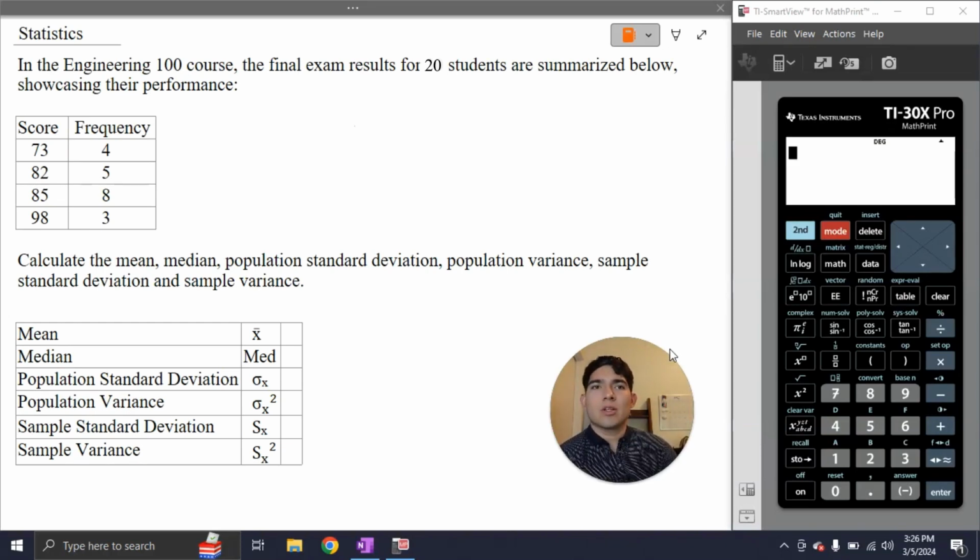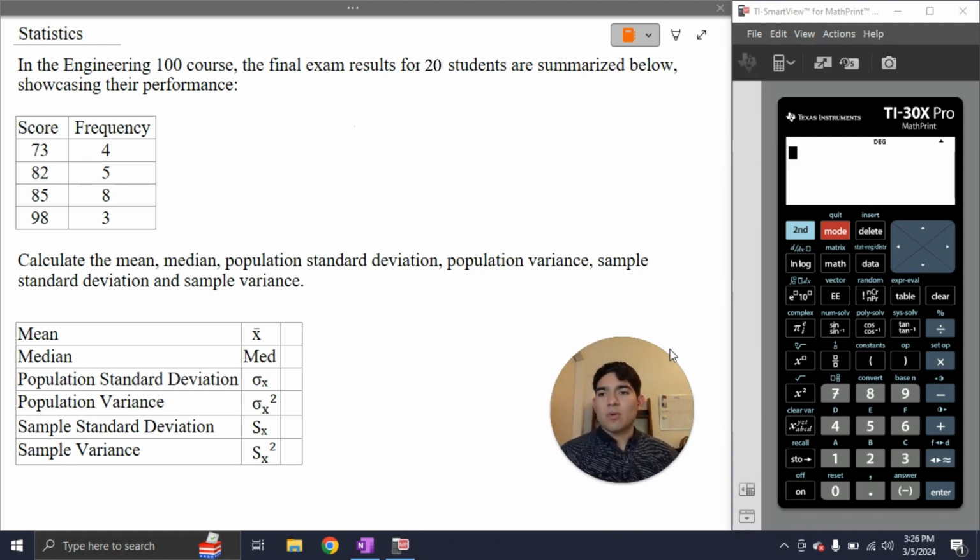Today I'm going to show you how to solve statistics problems using the TI-36x Pro calculator. This is going to be a really quick way to get through these statistics problems that you encounter on the FE exam. I've also done a couple of videos on how to quickly solve calculus problems and how to quickly solve vector problems with the calculator. So make sure to check those out.